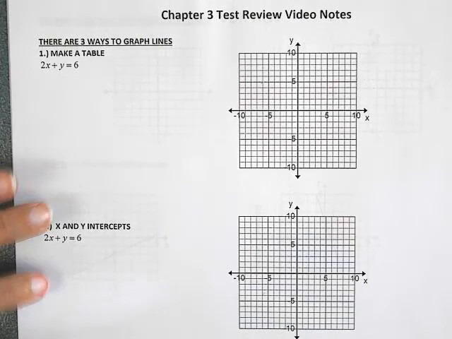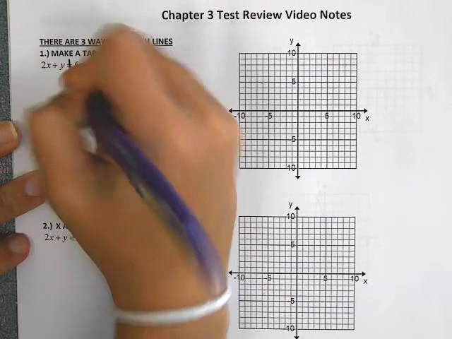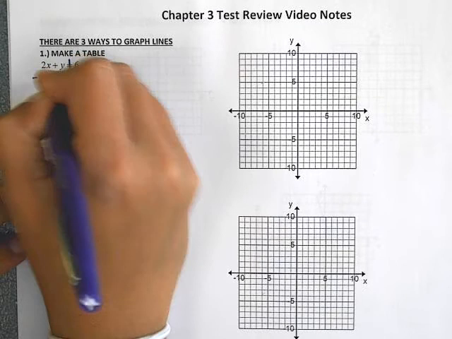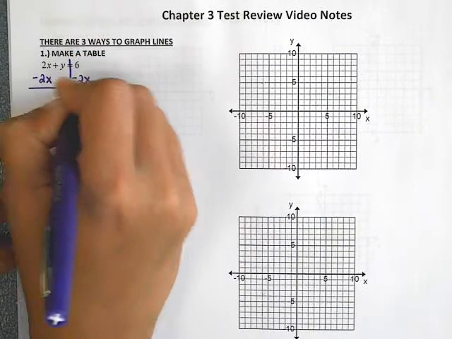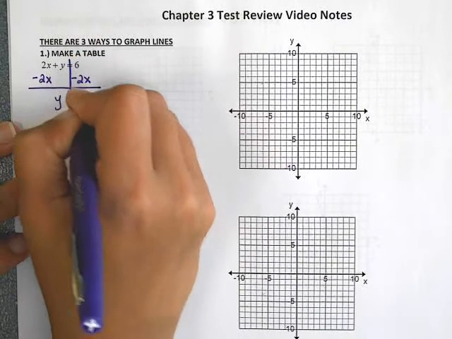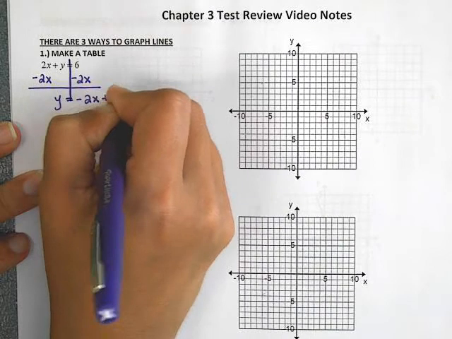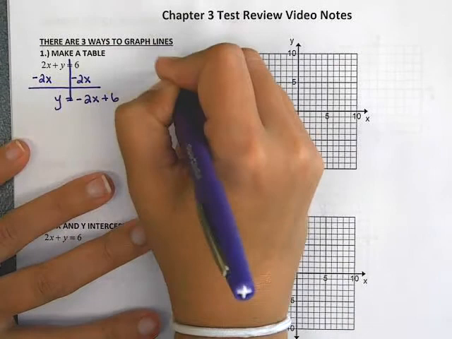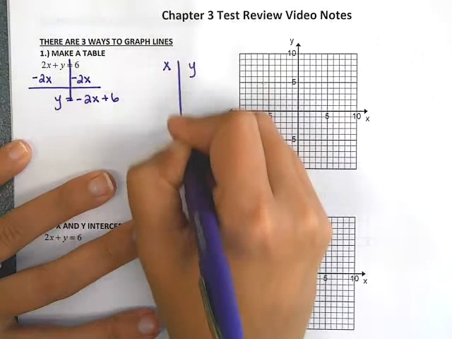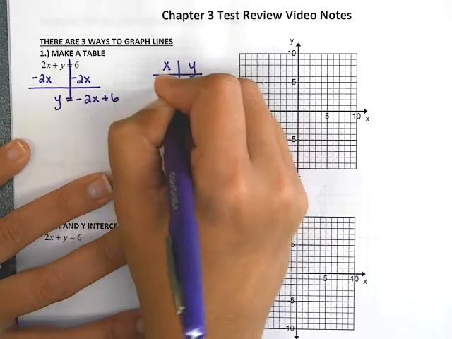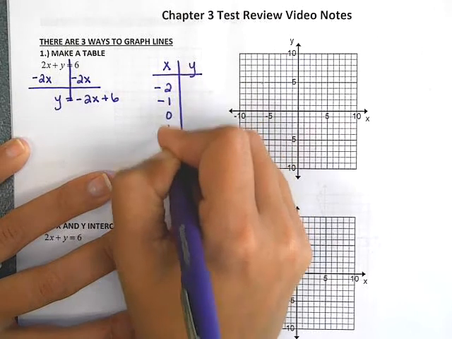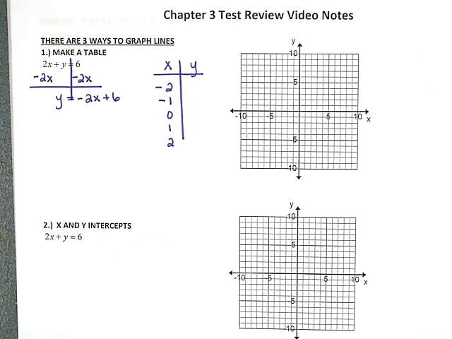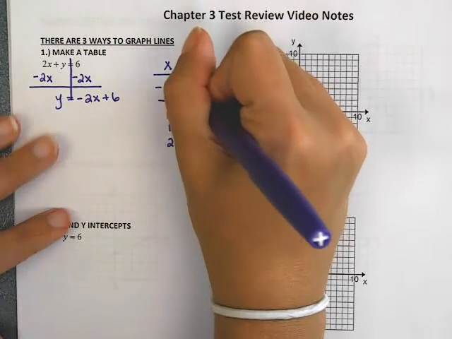Now when you're going to make a table, your first step is going to be to rearrange this equation to get y by itself. So we would have y equals negative 2x plus 6. Then we would make a table of x and y values. And we can choose any numbers we want for x, and we're going to plug those numbers into our equation to calculate our y's. So if I take negative 2 and I plug it into my equation, I get 10.